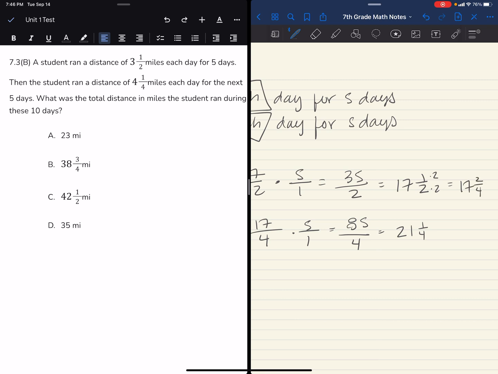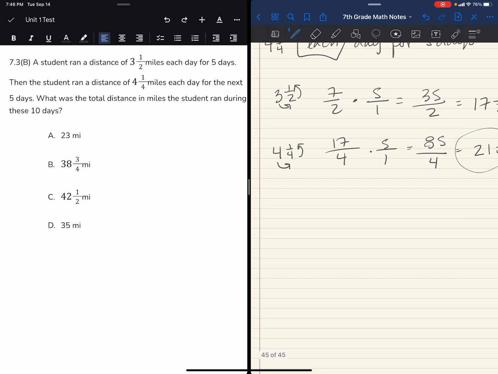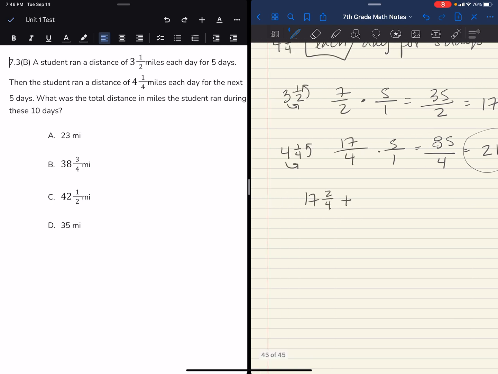And now I'm going to add my total distances over the span of the 10 days. So this was a 5-day span and this was a 5-day span. I'm going to add them together. So 17 2/4 plus 21 1/4.